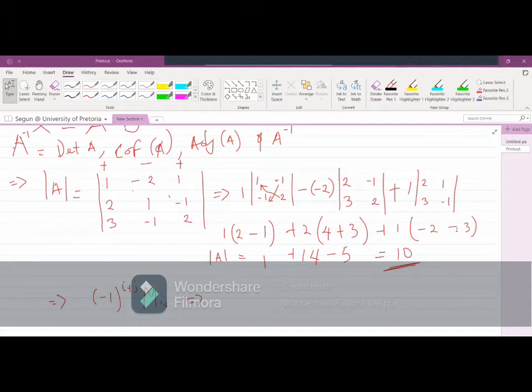From 1 bracket 2 minus 1 bracket plus 2 bracket 4 plus 3 bracket plus 1, we now have minus 2 minus 3. I need clarification on that. Just look at this. This is multiplying this, right? Which is minus 1 times 2, which is minus 2.